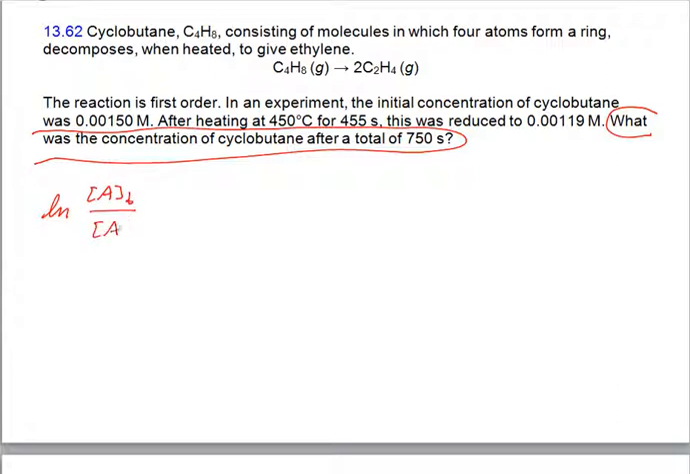I was copying this down, equals negative KT. Okay? Well, the time is, so we're after this. We want to find this, right? Isn't that what it is? We want to find that, because what's the concentration? What's T? 750. What's the initial? 0.0015. What's K?